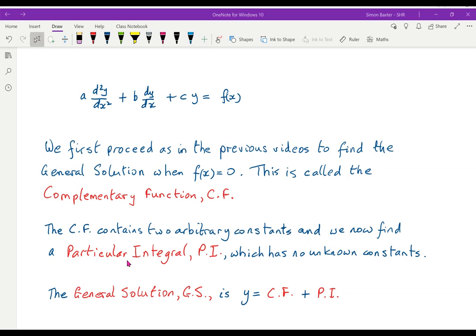The next thing we do is to look for something called a particular integral, PI, which has no unknown constants. That's why it's called particular. It is a single function, no arbitrary constants. Guidance on that comes later. The general solution then of your differential equation is y equals the complementary function plus the particular integral. Justification for that I will do in a later video.